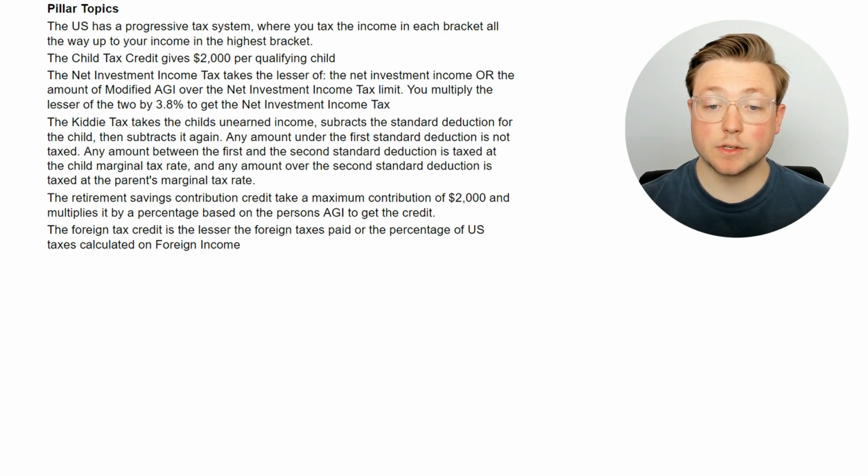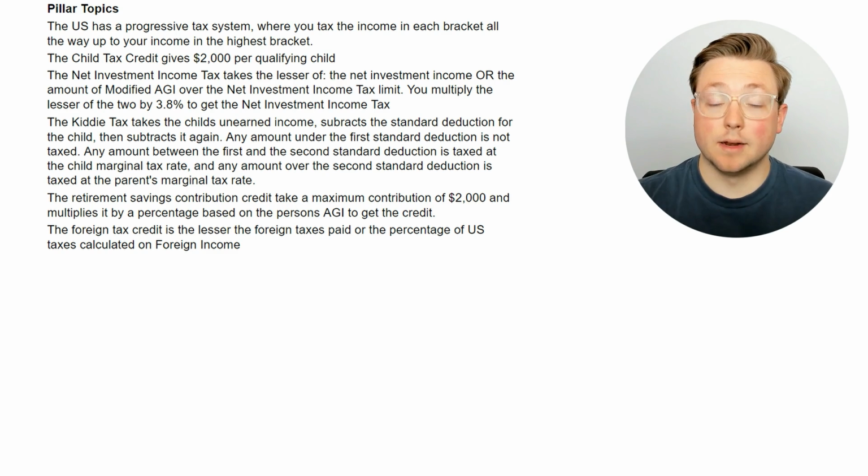Next, the retirement savings contribution credit takes a maximum contribution of $2,000 to a retirement and multiplies it by a percentage based on the person's AGI to get the credit. And again, that is something that you will know from your review course, but just know that this is how it works.